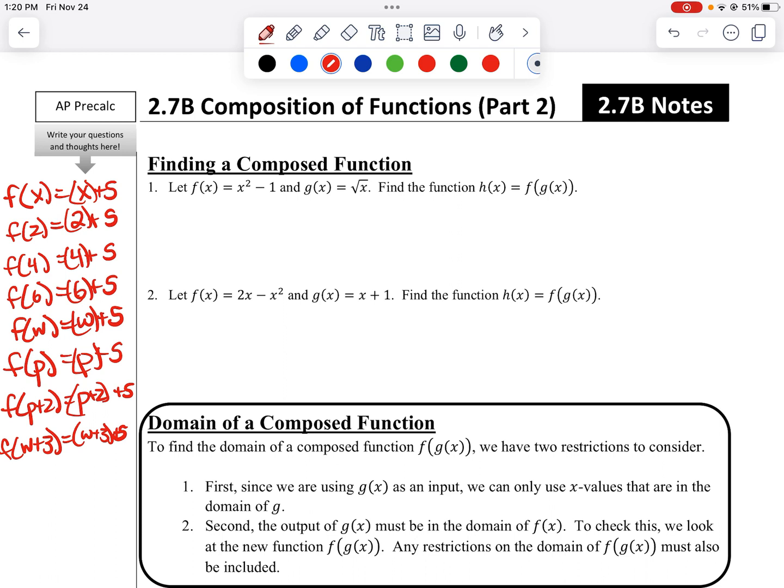So let f of x equals x squared minus 1 and g of x equals the square root of x. Find the function h of x that is equal to f of g of x. So I'm going to take this entire g of x function and plug it in. So this is really f of the entire g of x, which is the square root of x. So if I plug that into my f function, it's really the square root of x, squared, minus 1. Well, those square root and square cancel, so that's just x minus 1.